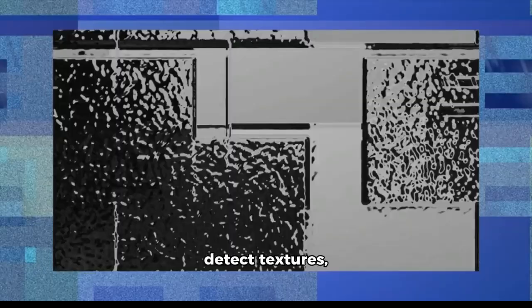The first layer might detect simple edges in the images. The next layer identifies shapes and contours. Subsequent layers detect textures, patterns, or features. The final layer concludes, "This is a cat."